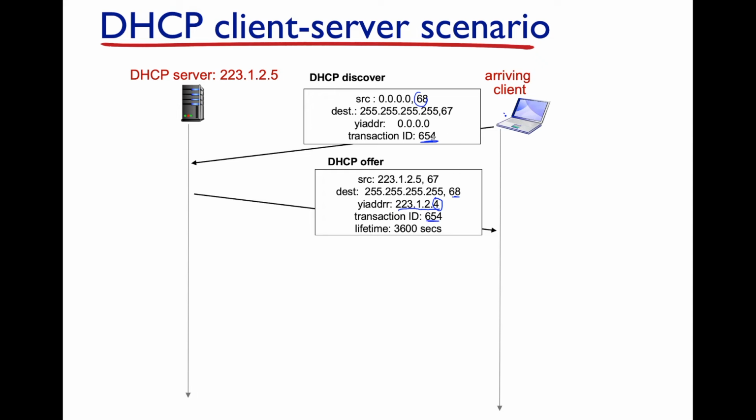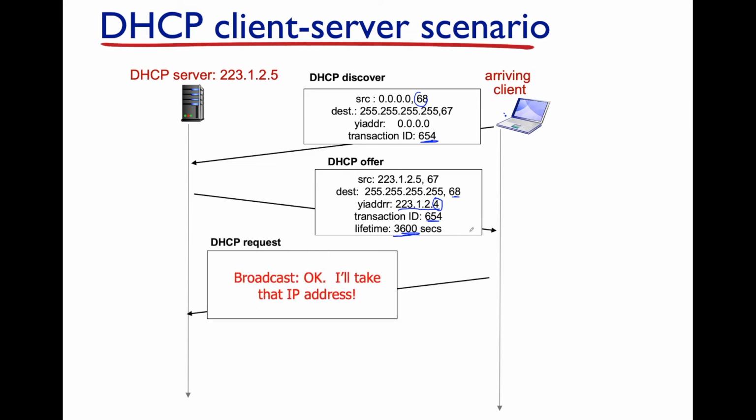So by matching up this transaction ID, 654, it knows, hey, that's the broadcasted response to my request. And the lease is going to be 3,600 seconds. That's the longest I'll let you use it, and you have to explicitly renew it in order to continue using this IP address. Okay, so then the arriving client says, okay, well, I'll take it.